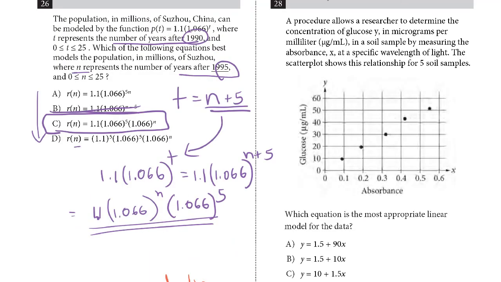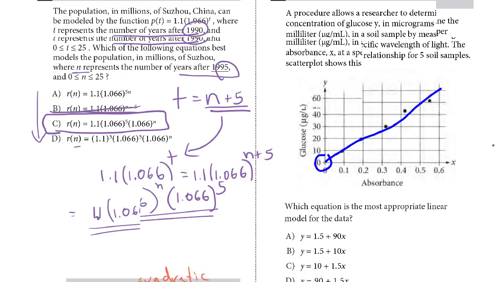28. A procedure allows a researcher to determine the concentration of glucose in micrograms per milliliter in a soil sample by measuring the absorbance x at a specific wavelength of light, which is our y value. The scatter plot shows this relation for 5 soil samples. Okay, that's the 5 dots on our graph. Which equation is the most appropriate linear model? I can sketch a quick line of best fit. It looks like it passes through 0, 0.